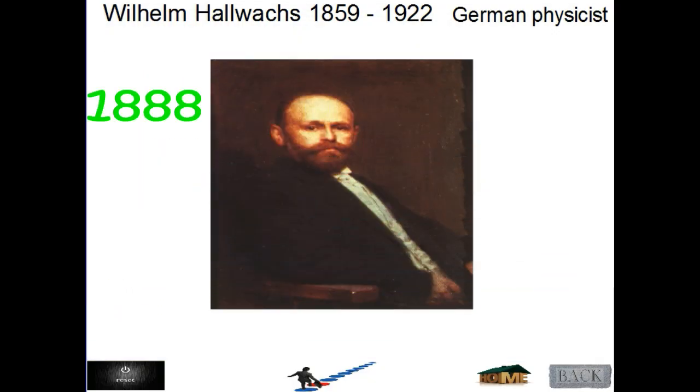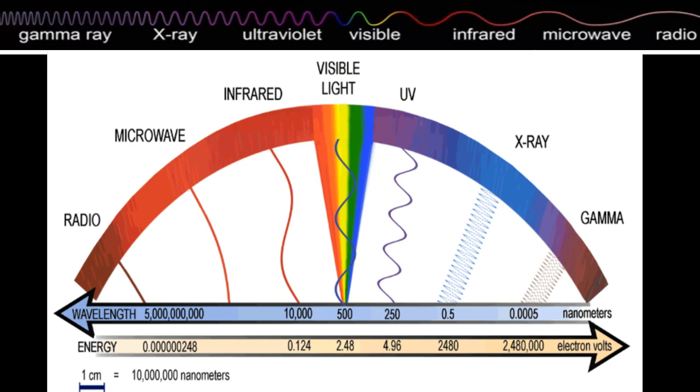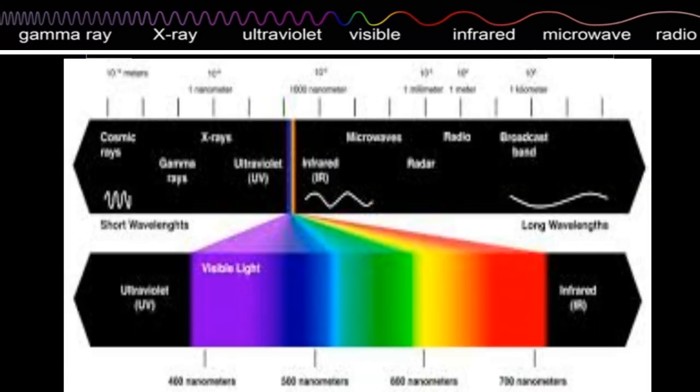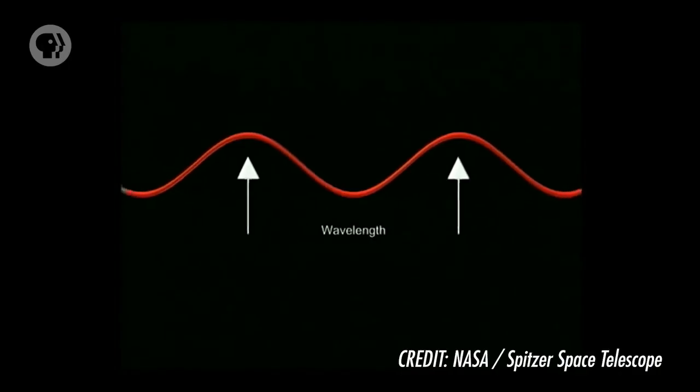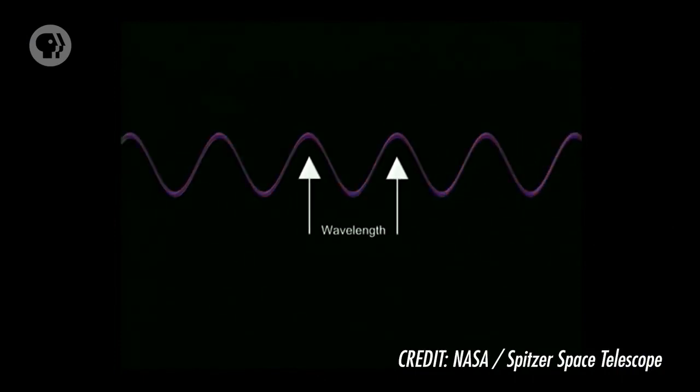In 1888, also another German physicist, Wilhelm Hallwachs, who was the assistant of Hertz. In 1887, they carried the investigation of electromagnetic waves. We all know the electromagnetic waves starting from the radio till the gamma ray, and they focused on the ultraviolet radiation, which has a high frequency and short wavelength. Its frequency is higher than the visible light.